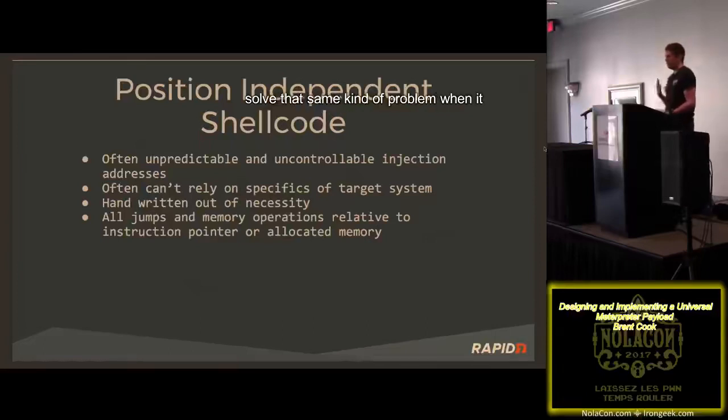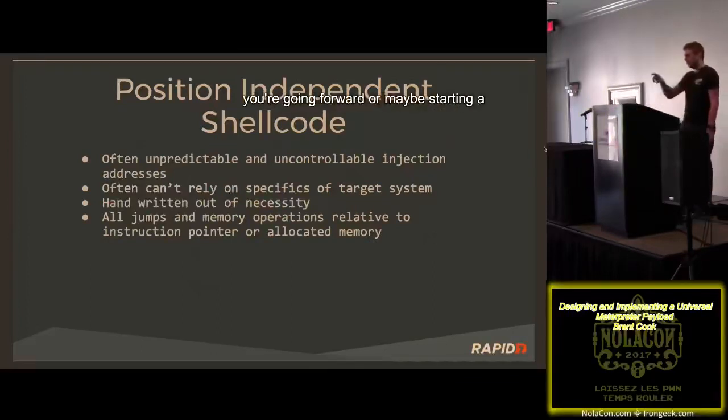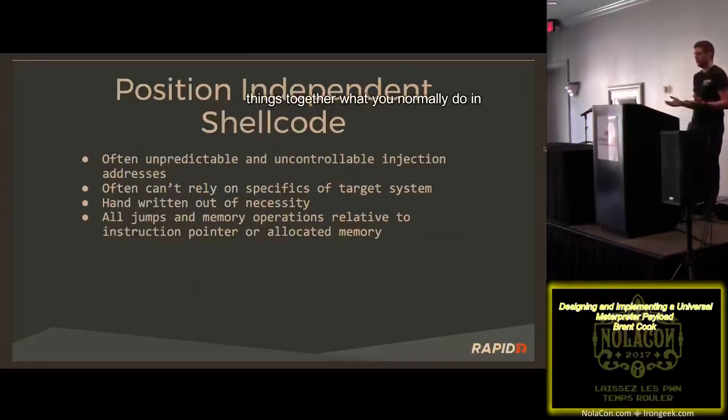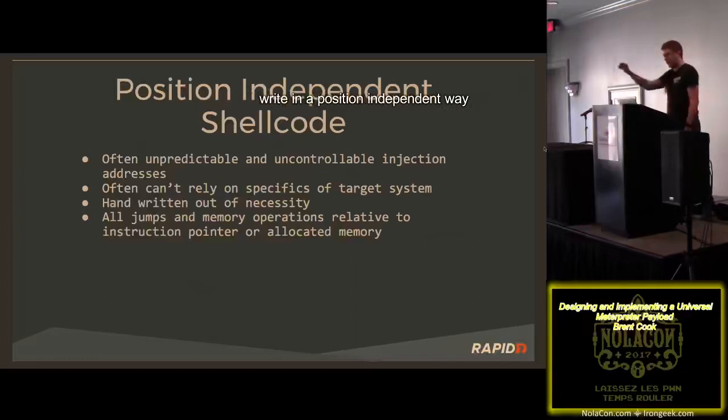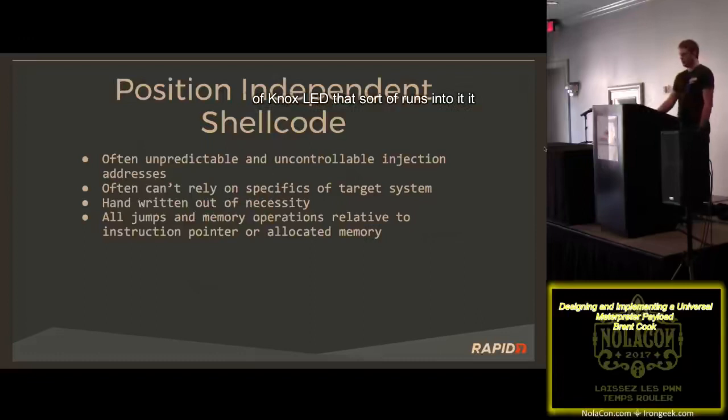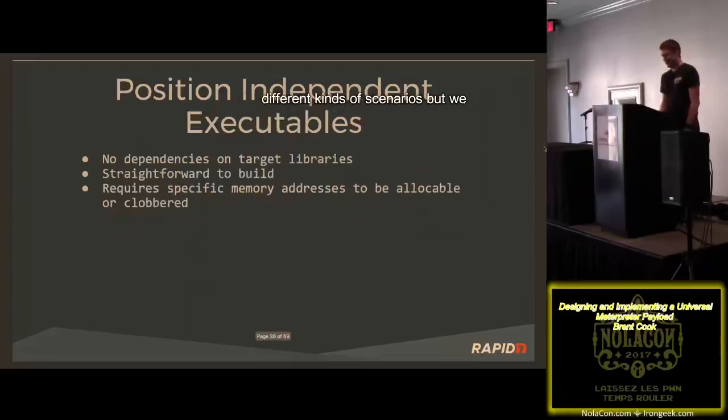Well, let's talk a little bit about how we solve that same kind of problem when it comes to just shellcode. What I mean by shellcode would be, oftentimes people write assembly language code that just does a few simple things like allocating some memory, writing some code into it, jumping to that memory, going forward, or maybe starting a socket, running a shell, doing some pipe redirection, and then connecting things together. What you normally want to do when you write shellcode is write it in a position-independent way, because you don't know where it's going to be injected. You might have some sort of NOP sled that runs into it, and it could be anywhere within memory. So you want to make sure it works in all different kinds of scenarios.